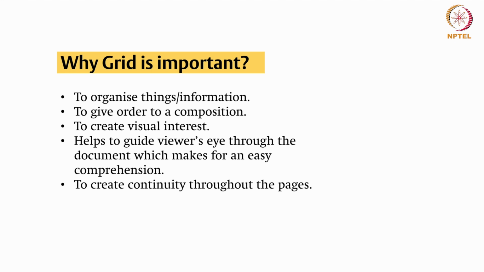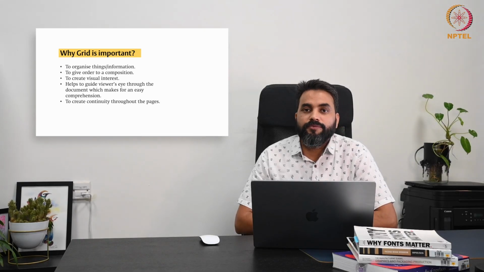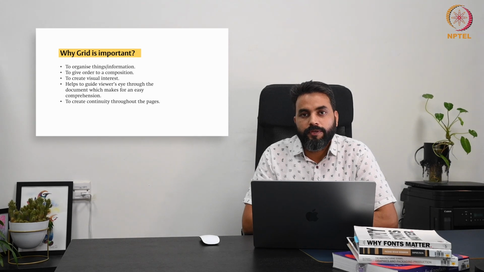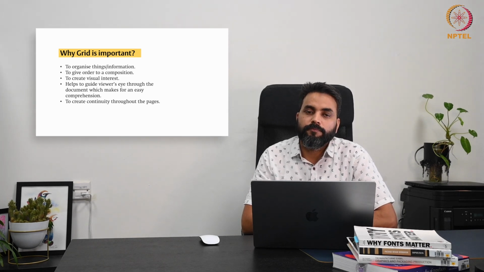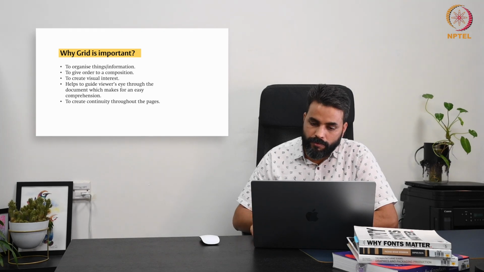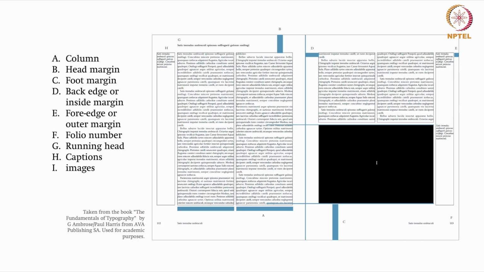Another important thing is that grid is used to create continuity throughout the pages. Just imagine if each page had a different layout, don't you think it would become very chaotic and confusing? So that's why understanding grid is very important. This is a typical book spread where you may notice different divisions, which is basically a grid system.